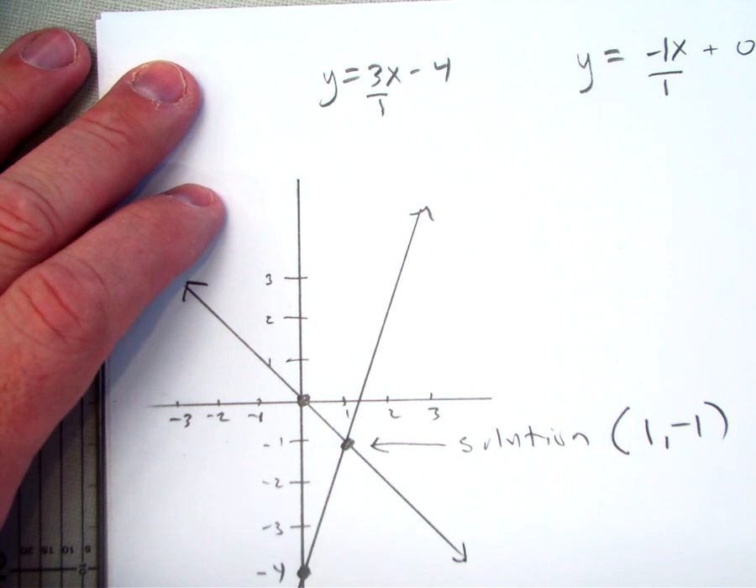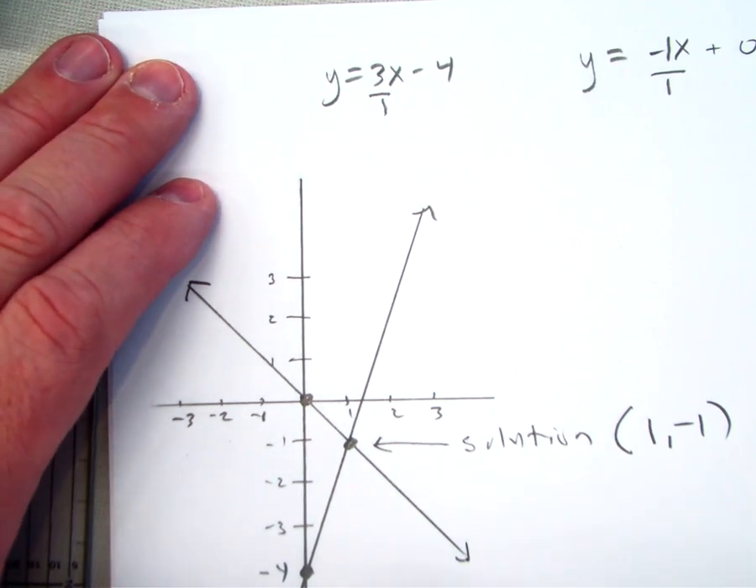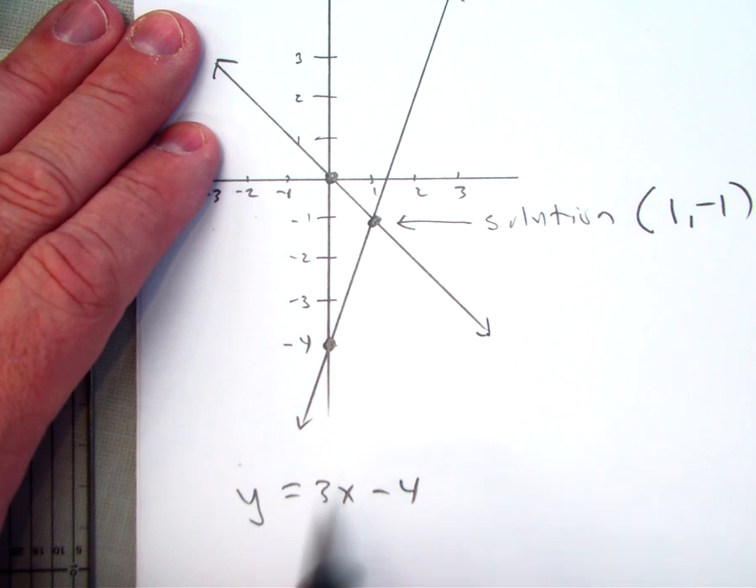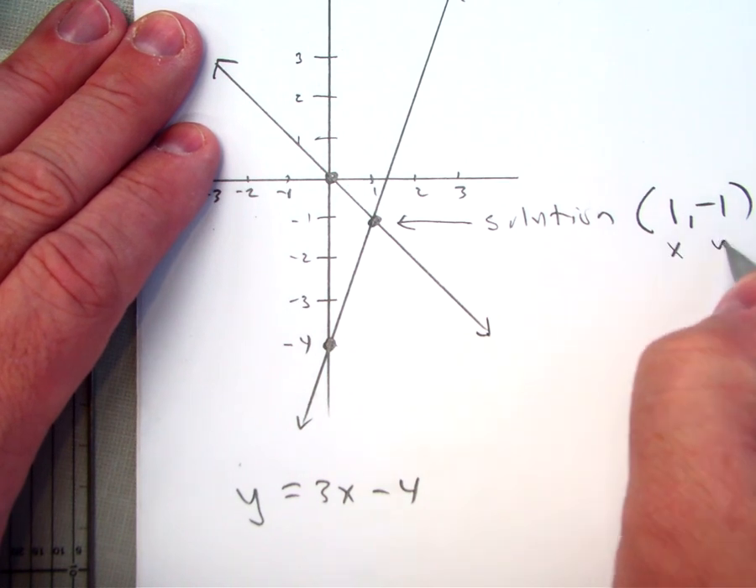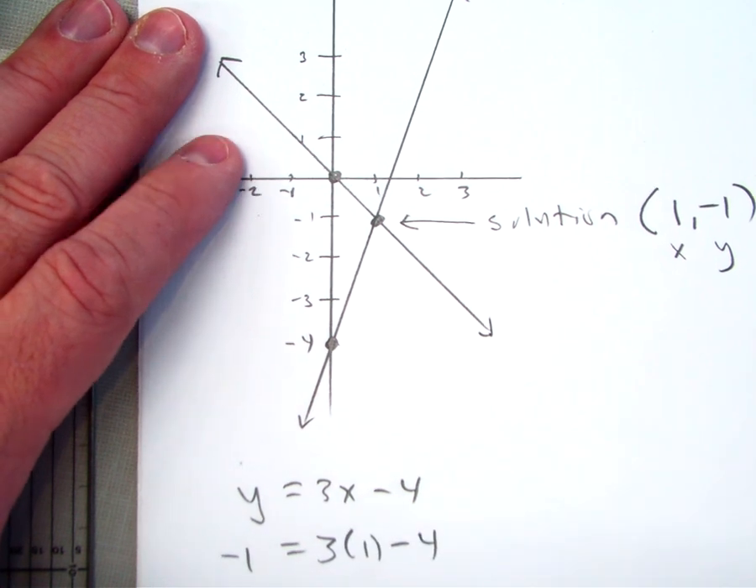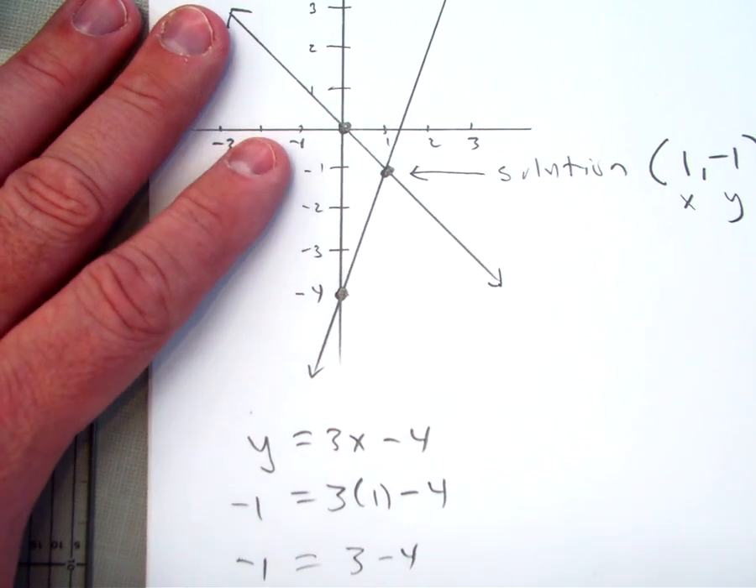We can check this solution by plugging it into the equation. So y equals 3x minus 4. I can plug my solution in. So x is 1, y is negative 1. I can plug it in, and I get negative 1 equals 3 minus 4, or negative 1 equals negative 1. That's true. It checks.